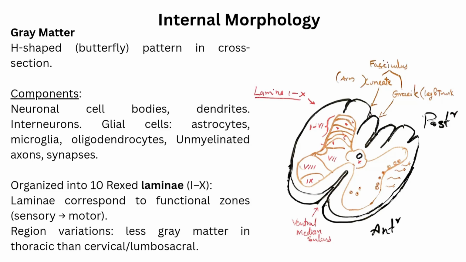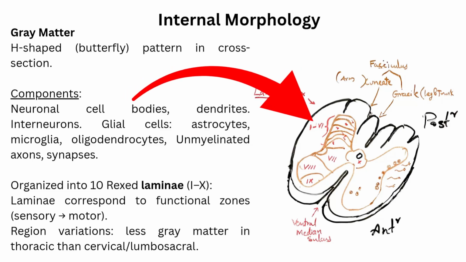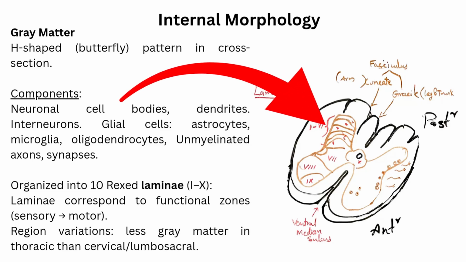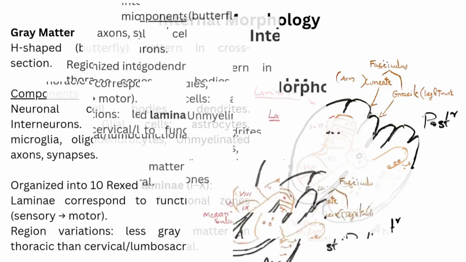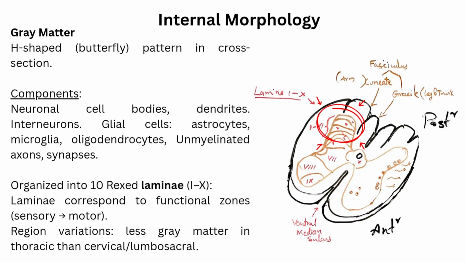The gray matter contains neuronal cell bodies, dendrites, interneurons, and glial cells like astrocytes and microglia. Many cells are contained in the gray matter. Also, the gray matter is divided into laminae. There are 10 laminae, starting from the posterior to the anterior area, numbered 1, 2, 3, 4 till 10, and lamina 10 is in the center. The laminae in the posterior aspect majorly contain sensory fibers. The anterior laminae usually carry motor fibers. Our alpha motor neurons exist in the anterior aspect.